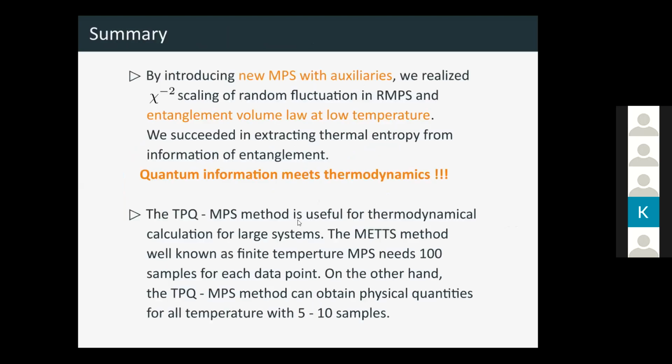And so this is the summary. We are able to reproduce the volume law of the MPS by introducing the auxiliaries to both edges of the MPS. The typical MPS method is useful for thermodynamical calculations in large systems. We think that this is a new way of describing the finite temperature state, which is probably useful for people in other fields as well.